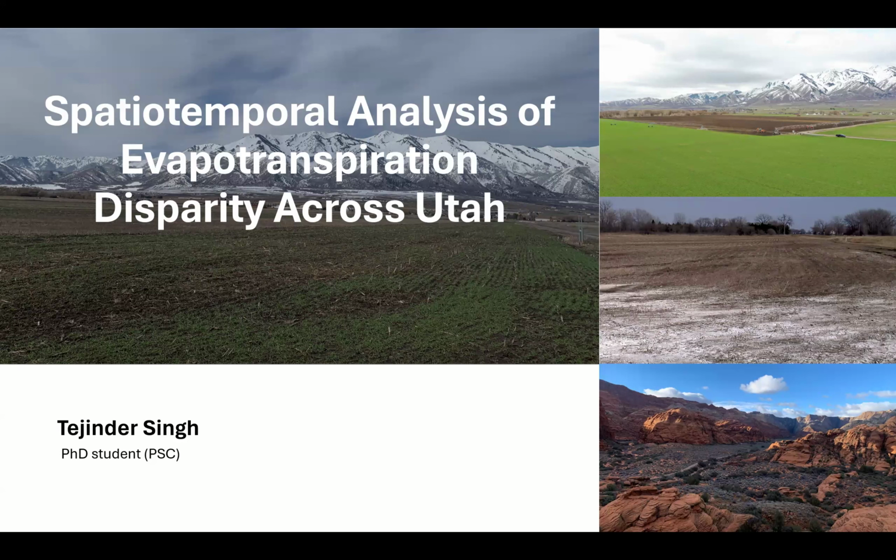So based on that, I proposed an idea of a spatiotemporal analysis of evapotranspiration disparity across Utah, which means how evapotranspiration is going to vary spatially, from north to south, and how it is going to vary from year to year, from 2018 all the way to 2023.